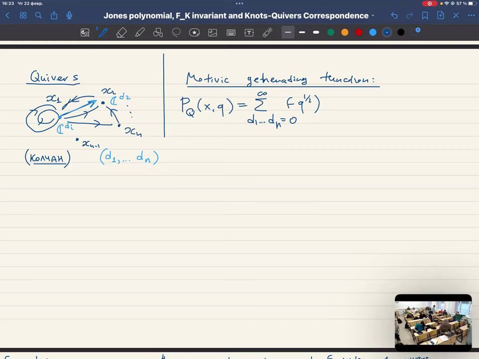If we have a quiver, in general, if we have a graph, we can construct an adjacency matrix for it. This will be matrix C, which we haven't had in the example. It's a matrix whose entry ij is just the number of arrows going from i to j.